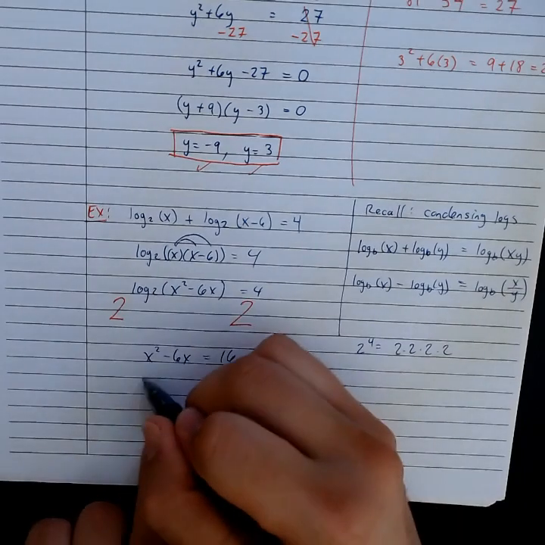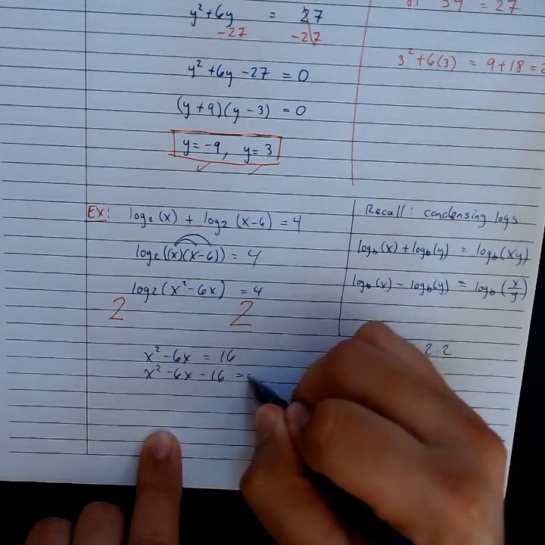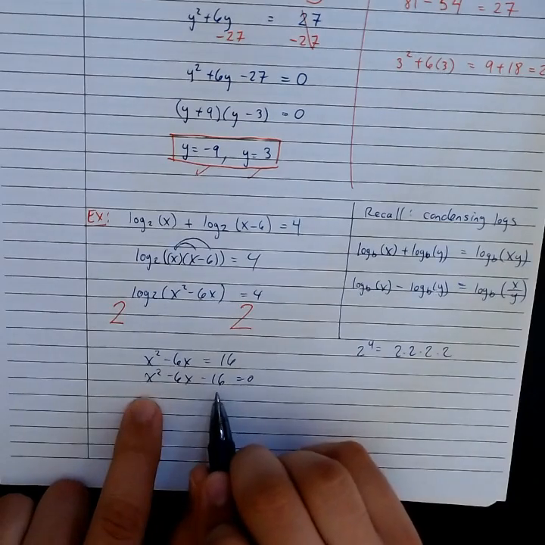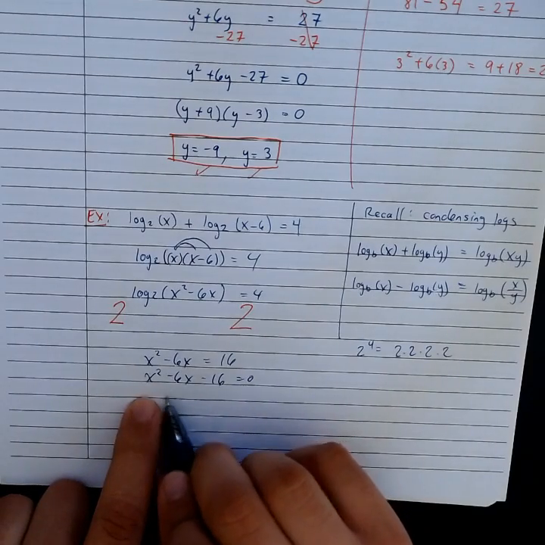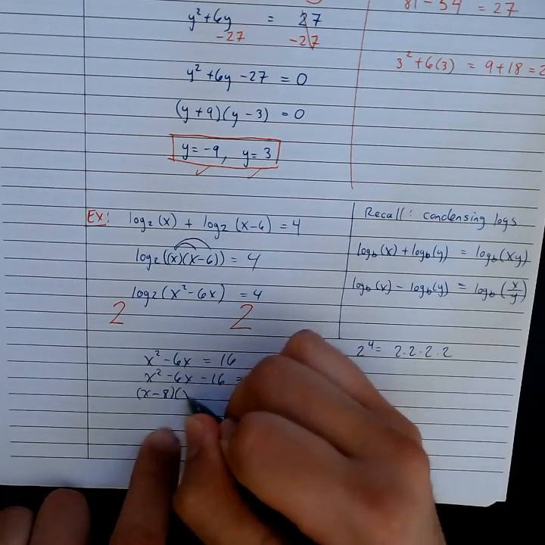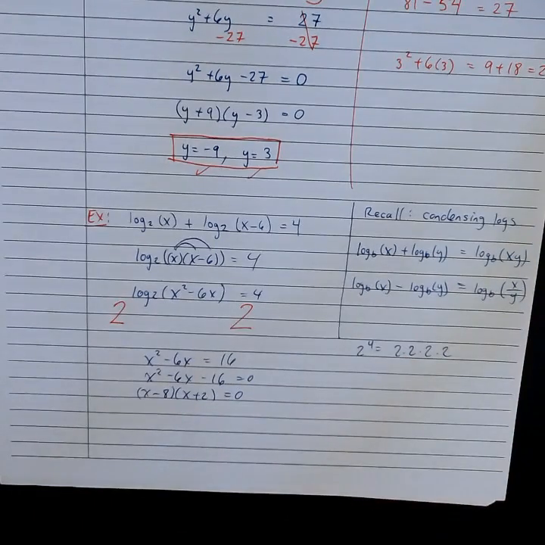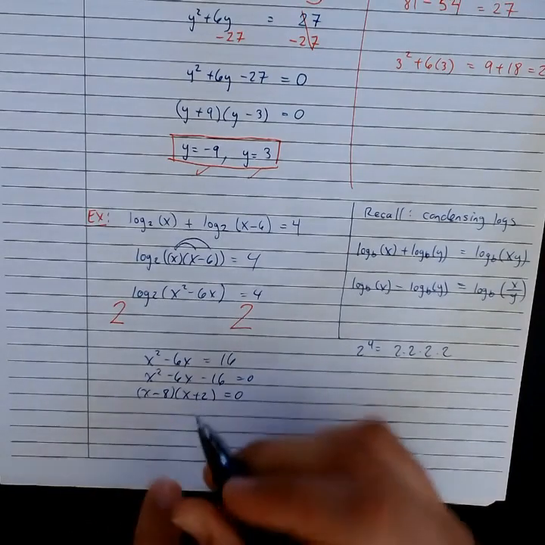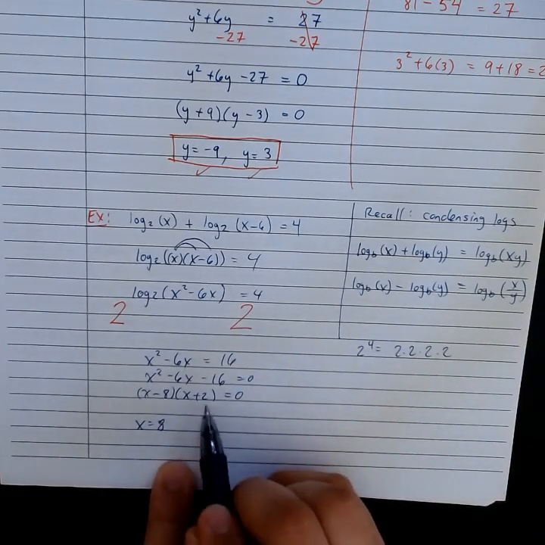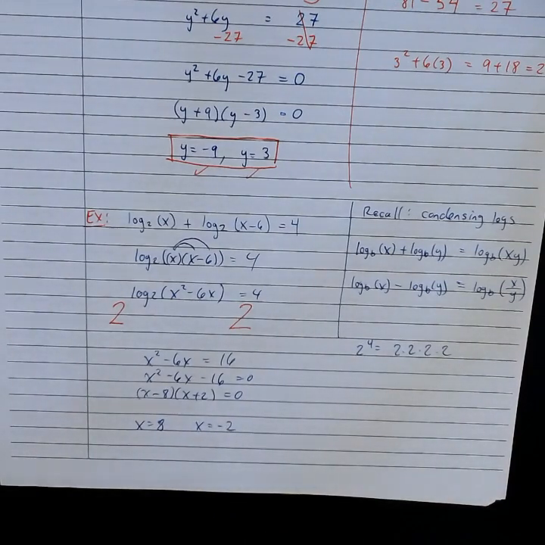Let's subtract the 16 over here to give us x squared minus 6x minus 16 is equal to 0. And now those can be factored. What two numbers multiply to give you negative 16 and add up to give you negative 6? Well, that's going to be minus 8 and plus 2. Just like that. So that means we have two solutions. If x minus 8 is equal to 0, then that suggests x is equal to positive 8. On the other hand, if x plus 2 is equal to 0, that suggests x is equal to negative 2. But again, we have to check these.